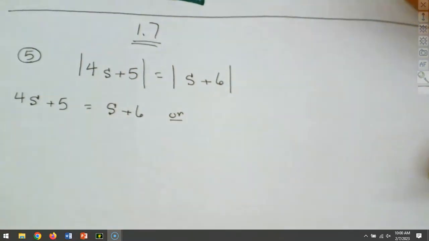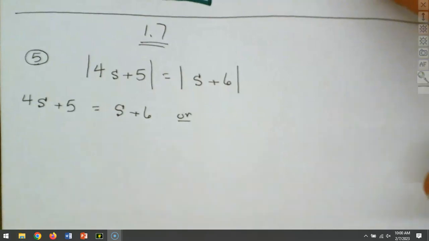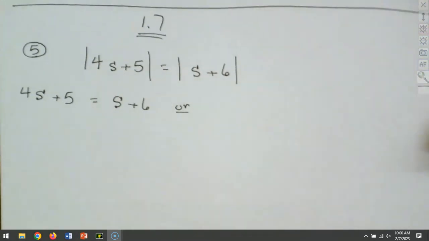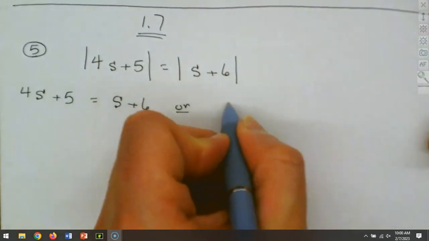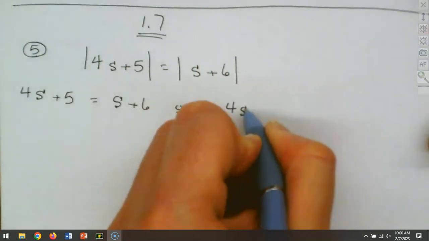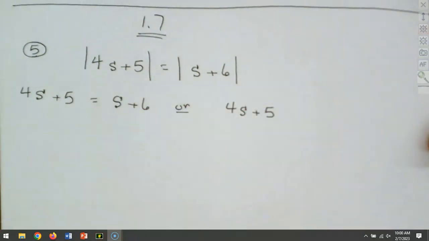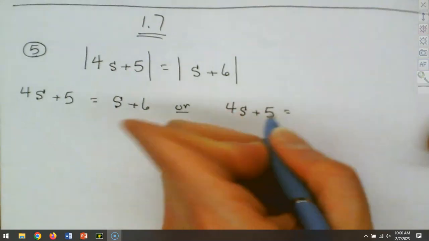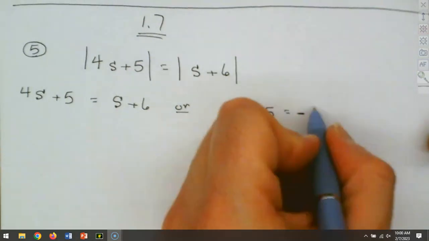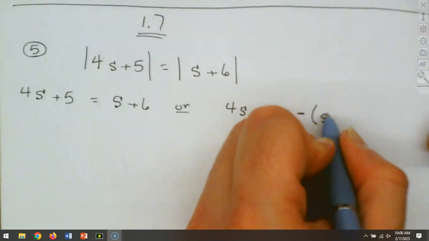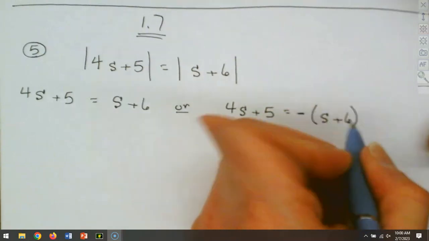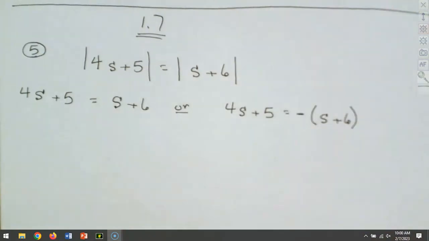What about the other one? The other one, we write it down as 4s plus 5. So the left side stays the same. The right-hand side, remember, we put a negative in front, and use parentheses because you're going to have to distribute it through.